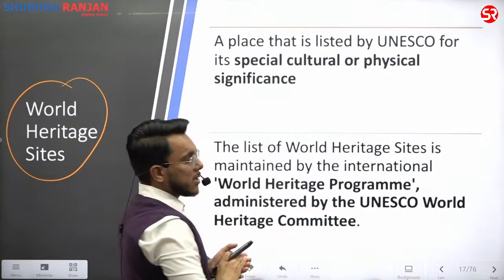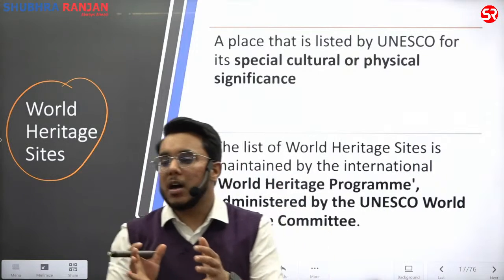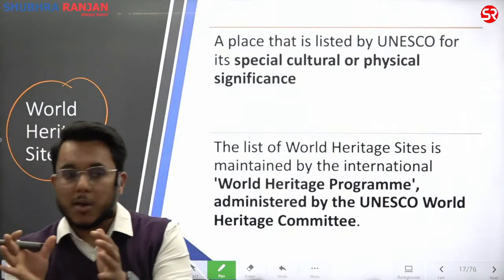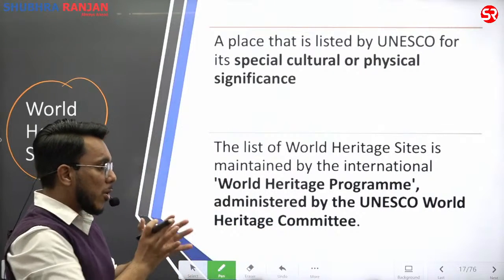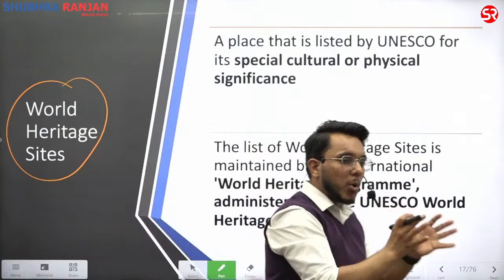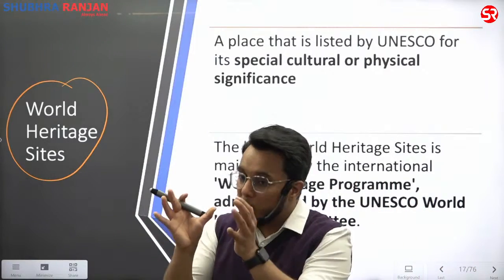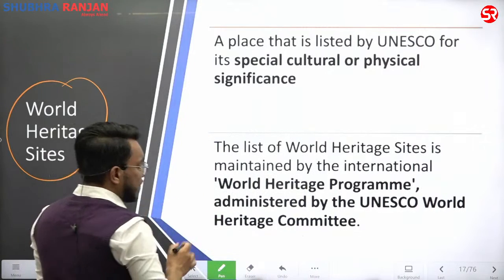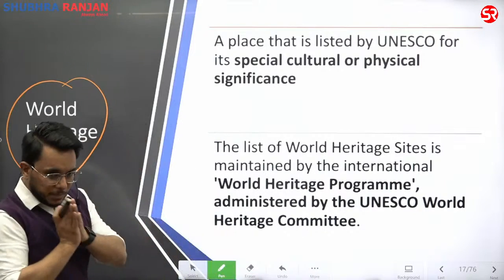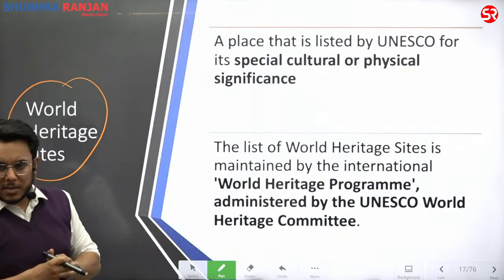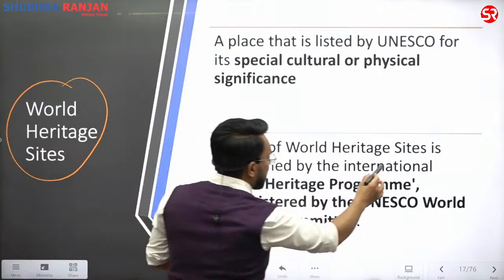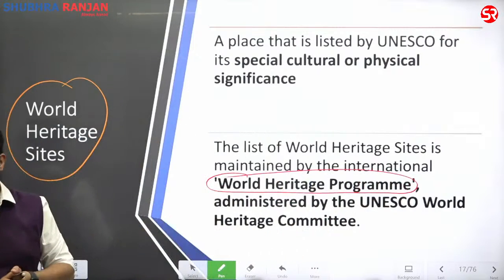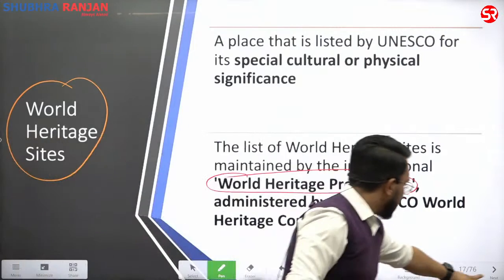These are the places which have a universal appeal. These are the sites which have a cultural appeal or a special significance. In order to give them a greater degree of protection, and to recognize that particular place under UNESCO, they are added into the World Heritage List. World Heritage Sites are maintained under the World Heritage Program by UNESCO.